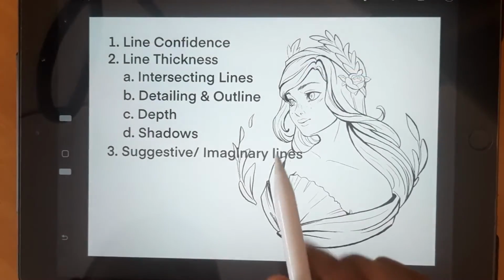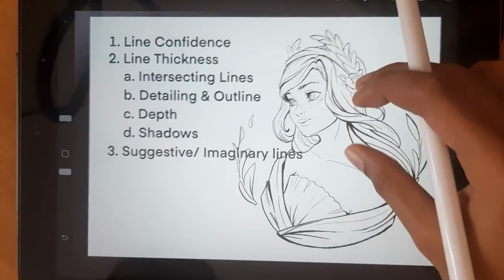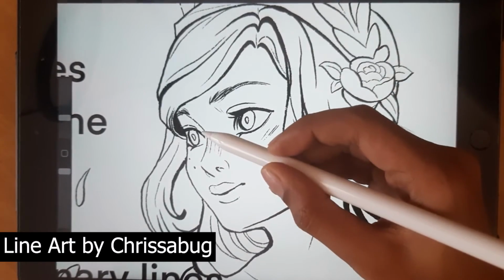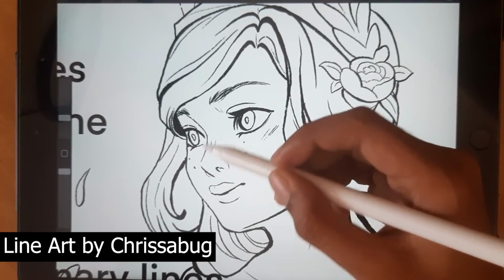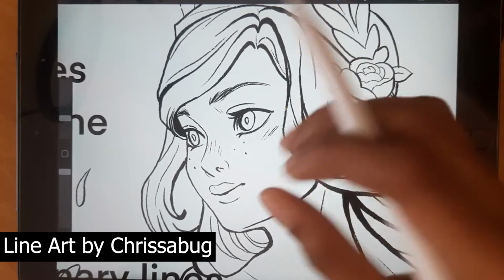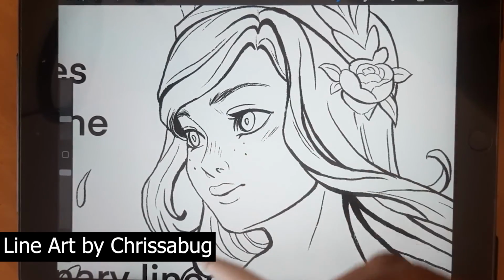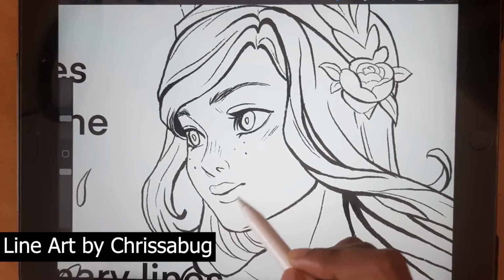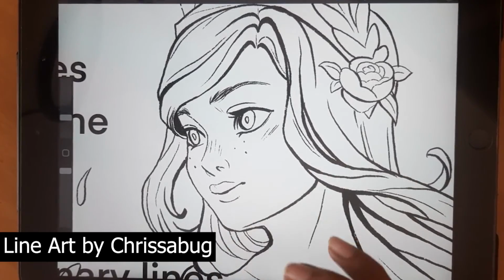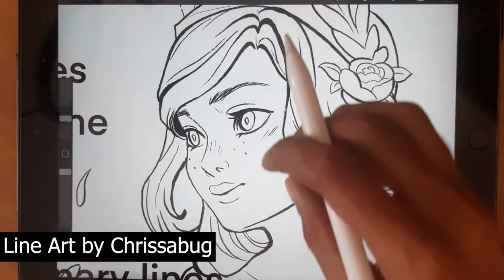The next point to be noted is suggestive or imaginary lines. That is, there is no need to draw each and every line in an artwork. Some lines are suggestive or which is imagined by the viewer. For example, here some part of the nose, some portion of the lips are also not drawn here. These portions can be automatically viewed by the viewer through imagination.